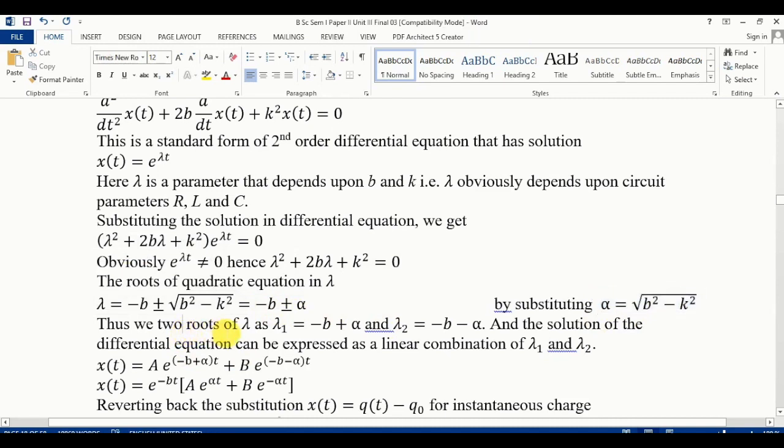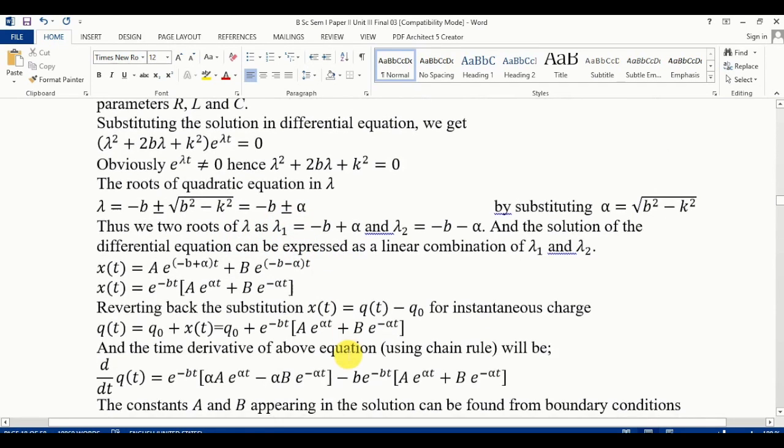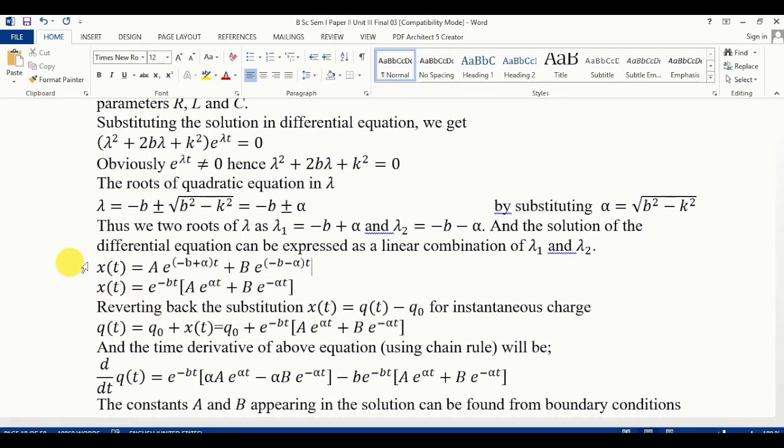Now that we have two roots, lambda 1 and lambda 2, lambda 1 for minus b plus alpha and lambda 2 minus b minus alpha. So we can write the solution of the equation as a linear combination of the two solutions, where we are using lambda 1 and lambda 2. So x of t is equal to e to the power minus bt inside bracket A into e to the power alpha t plus B into e to the power minus alpha t.